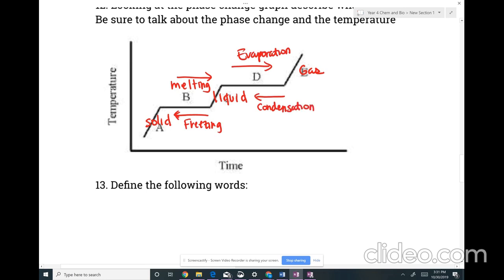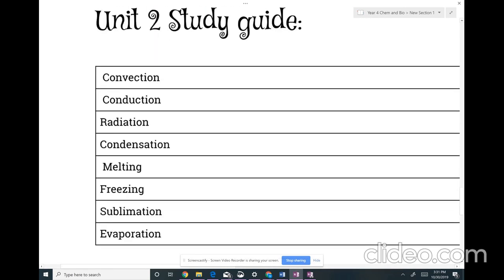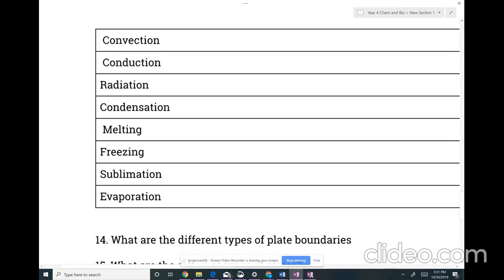Okay, and there are a couple more that I'm going to fill in on here, which is going to be sublimation. Your last one is sublimation, which is when we go from solid straight to gas. The special thing about sublimation is that you're not going through the liquid phase, it just goes straight to gas.